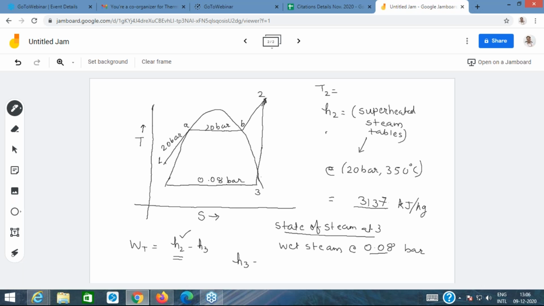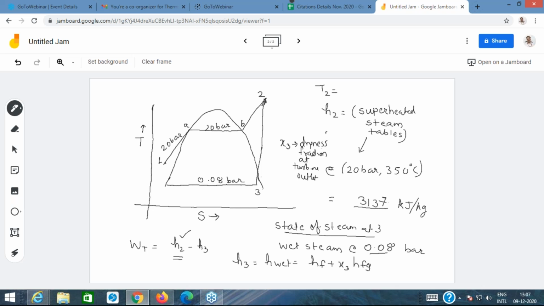H3 is the enthalpy of wet steam, which is nothing but Hf plus x3 Hfg, where x3 is the dryness fraction of the steam at state 3, that is, at the turbine outlet or condenser inlet, which is the same thing. So we need to find the enthalpy. Now, how do you find H3 from the steam tables?